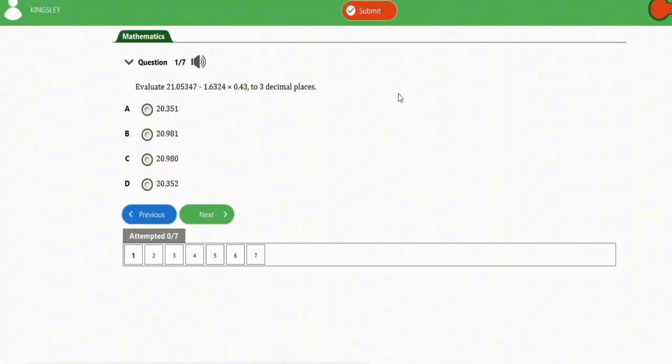to three decimal places. All right, so for this kind of question, to be on the safer side to get the right value, you need to apply BODMAS to it. For this acronym, we have multiplication before subtraction. So basically, what we're going to do now will be to simplify 1.6324 times 0.43. So we can do this with the JAMB calculator.